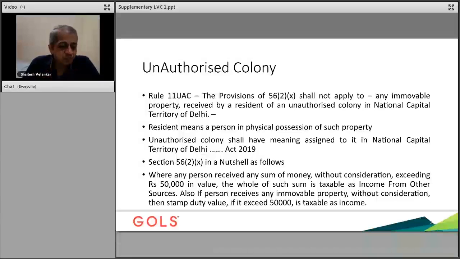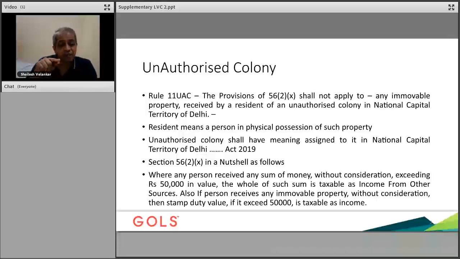So then I went to Section 56. Section 56 is about income from other sources. Do you remember in our regular lectures, we had said that there are 5 heads of income: income from salary, income from house property, income from business, income from capital gains, and finally income from other sources. This income from other sources is governed by Section 56. Under Section 56, any income which is a residuary income should be classified as income from other sources.